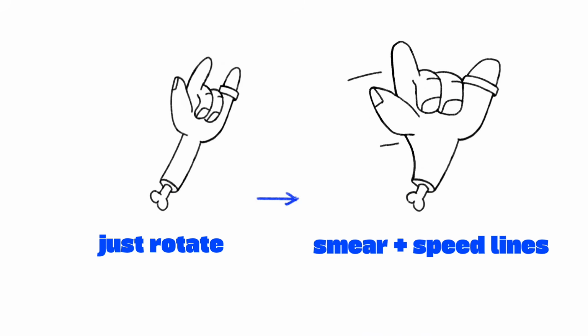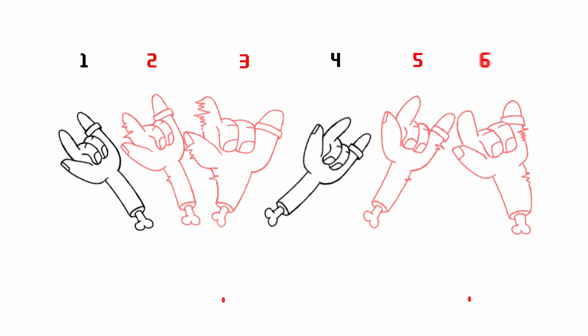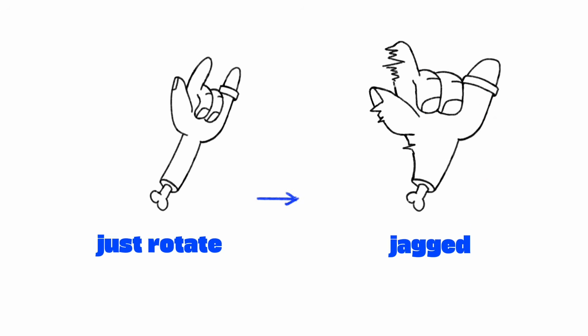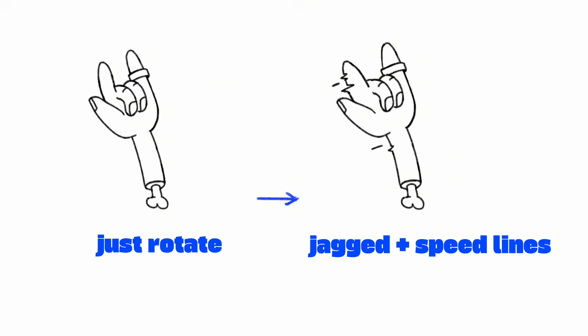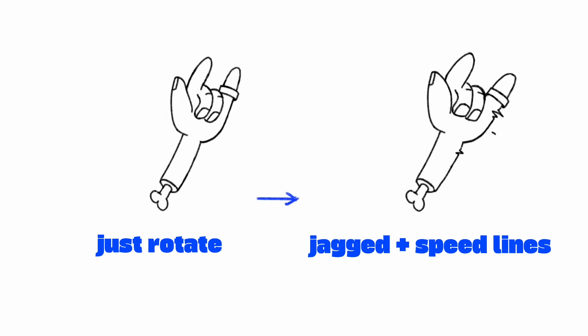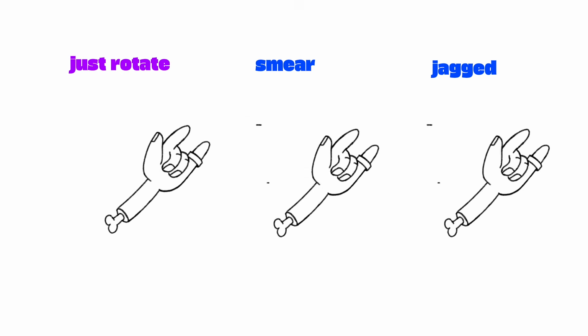Another option is to add speed lines to emphasize the direction. You can go further and make the edge of the object jagged to enhance the effect. You can also add speed lines here. The difference is obvious, right? So don't be afraid to experiment with this technique. It will bring any fast scene to life.